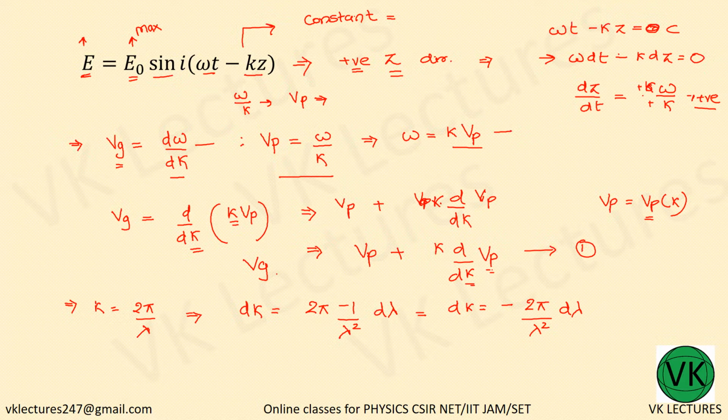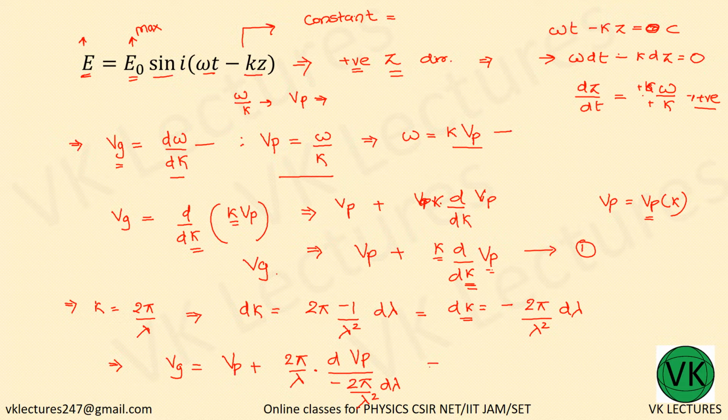Now we are going to substitute this dk over here and change k as 2 pi by lambda. Then what you get is Vg equal to Vp plus, for k, 2 pi by lambda, into dVp divided by dk, which is minus 2 pi divided by lambda square times d lambda.